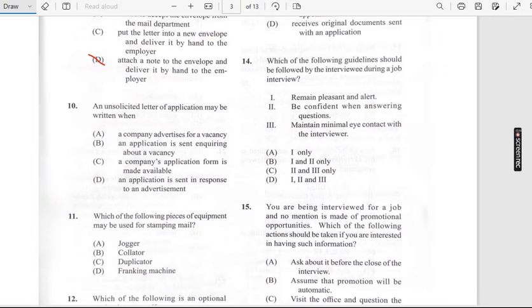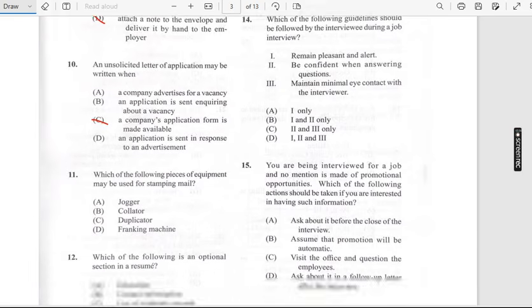Number 10, it says an unsolicited letter of application may be written when, let me see, it may be written when application is sent in response to advertisement, or when a company application form is made available, or application is inquired about a vacancy. And for this one, it would have to do with a company's application form made available. Alright, we would go with C for that one.